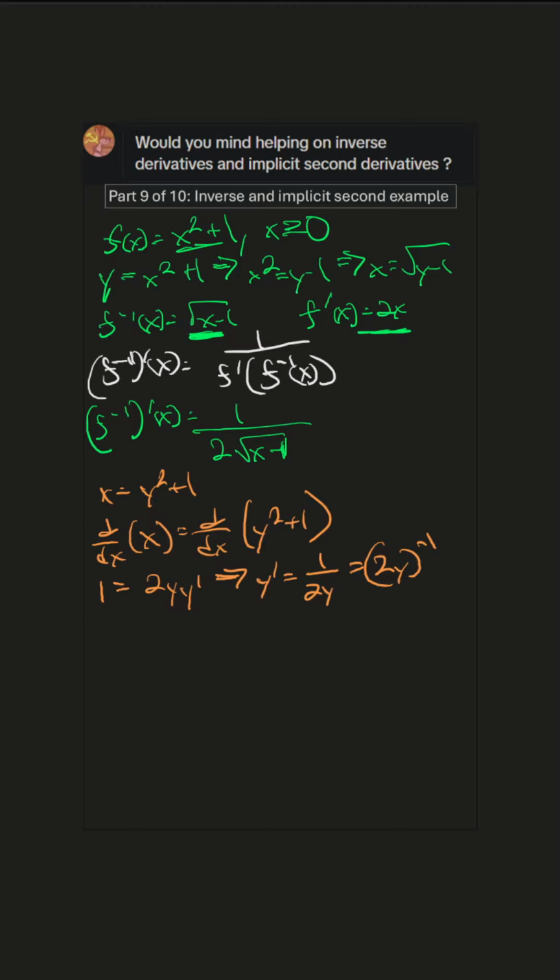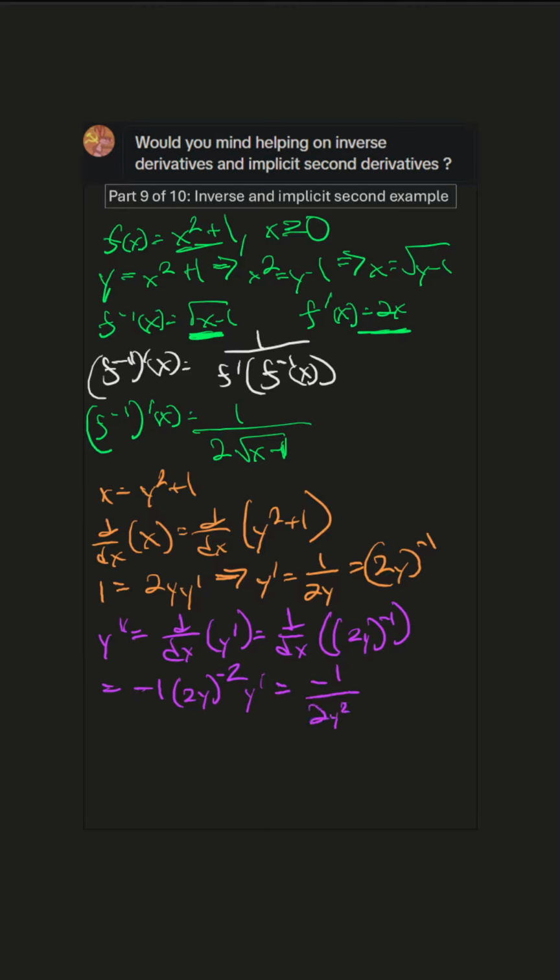There we go. Let's find y double prime. So y double prime, we take d dx of both sides of the equation again. d dx of y prime equals d dx of 2y to the negative 1 power. Okay, now what does that equal? We just use the power rule, bring down the negative 1, 2y to the negative 2, and chain rule again, so that's y prime. Okay, let's just rearrange that.